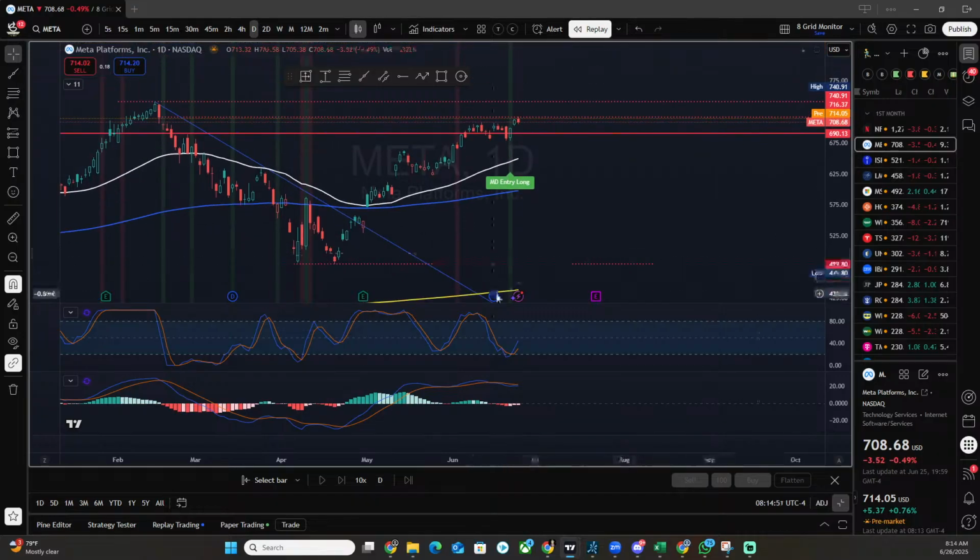I think they're a strong company. They already paid their dividends and they had a nice little reversal after having a nice little push down.